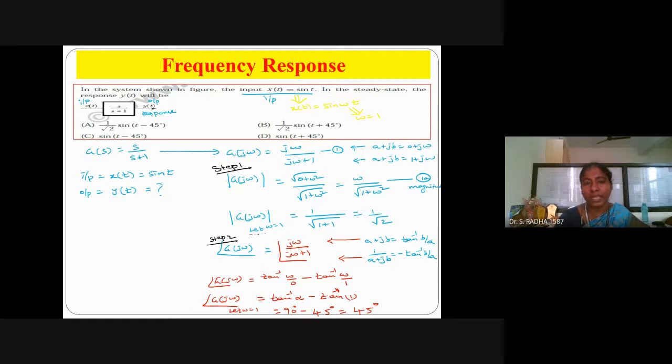I had roughly taken omega equal to 1, but in the given question itself omega equal to 1. I will show you one more question, where another omega value comes, and then how to do it. So in step 1, I have calculated the magnitude, and the magnitude we are getting is 1 by root 2. And in step 2, we have calculated the phase angle, 45 degrees.